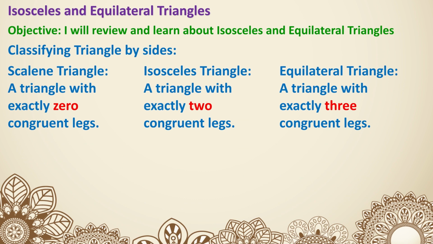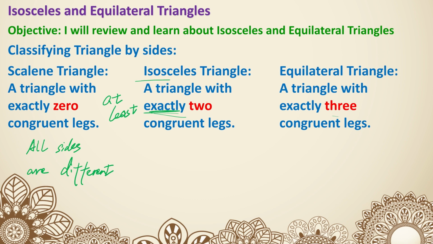A scalene triangle is a triangle with exactly 0 congruent legs, or in other words, all sides are different. They just don't have anything being congruent. If they do have exactly 2 congruent legs, that's an isosceles triangle. The reason we say exactly here, technically it's supposed to be at least. But in that case, we can't classify them very clearly. So if you have 2 congruent legs, that's for sure an isosceles.